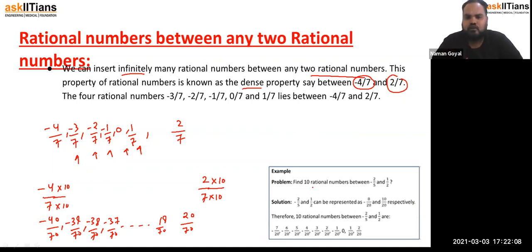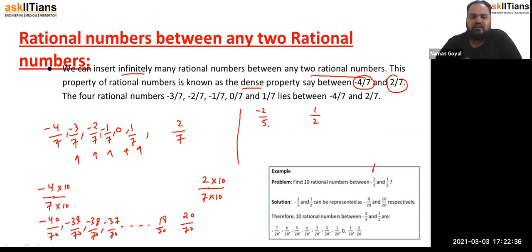Now there is a question. The question asks you to insert 10 rational numbers between minus 2 by 5 and 1 by 2. So what we have to do is make the denominators of both fractions the same. It becomes easier to solve then.